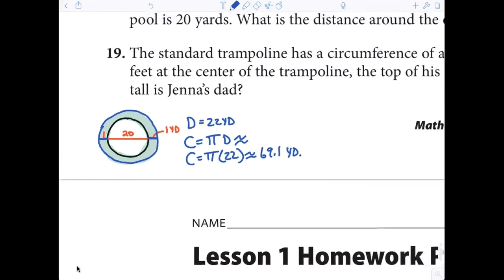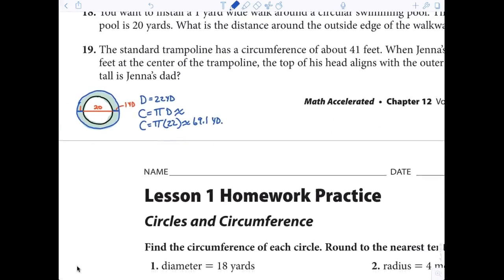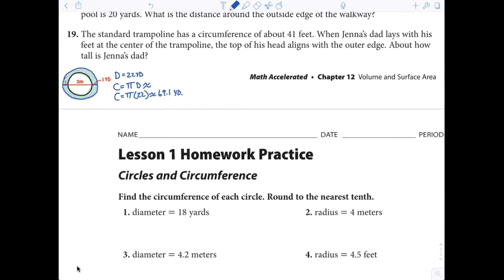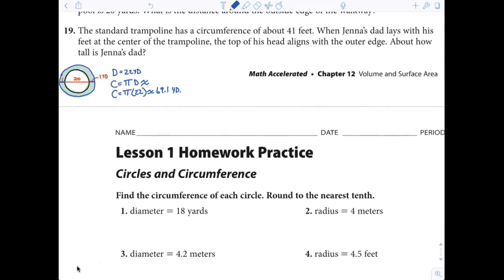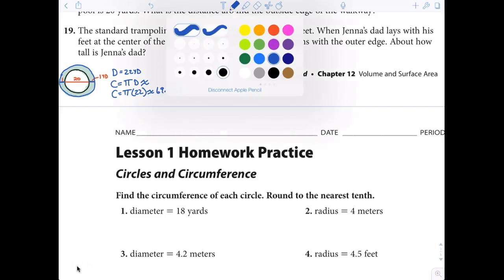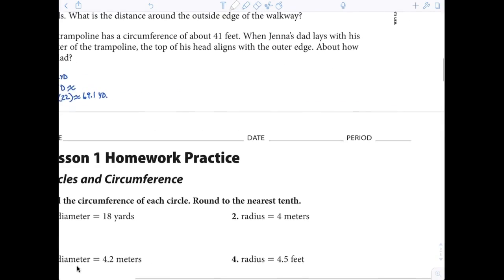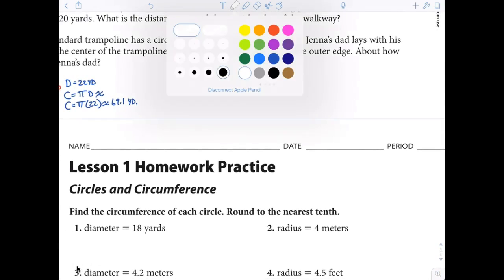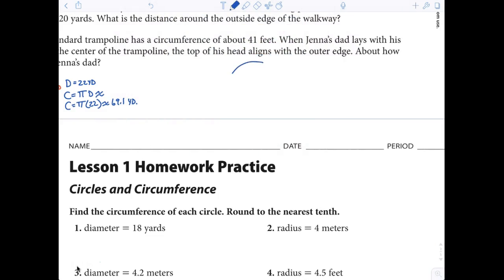Okay, so let's knock out the last word problem. All right. Let's see what we got. All right. Bradley, why don't you read this one for me? All right, so now we have to draw it. Okay, so I want everybody to try to draw a trampoline. And again, a trampoline's in the shape of a what? Right, so again, you have to draw a circle.